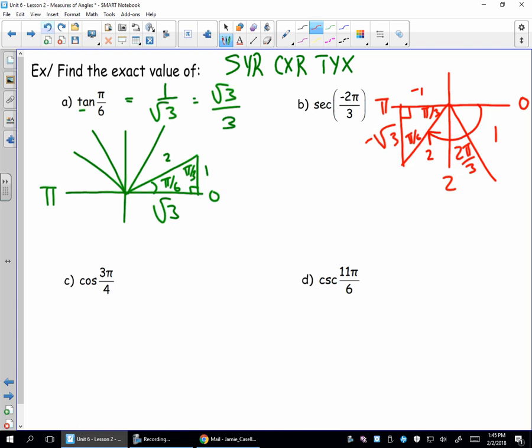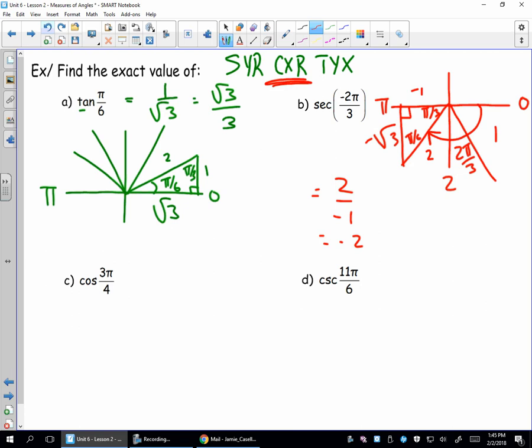Okay, we need secant. Secant is the reciprocal of cos, so our answer, instead of being x over r, will be r over x. If we simplify that, we get negative 2. Okay, let's try some more.